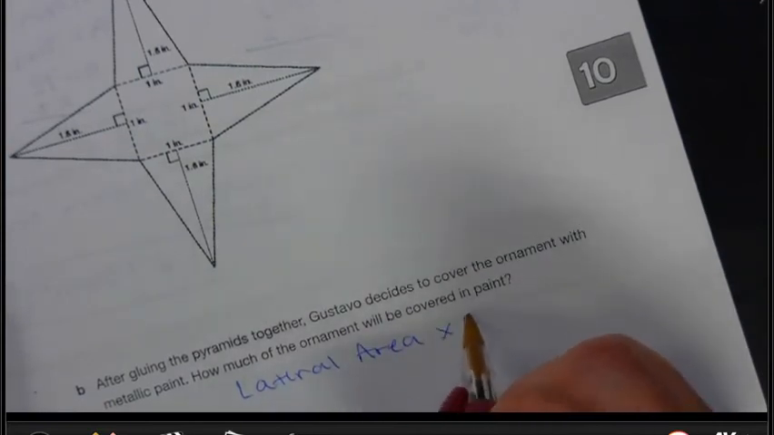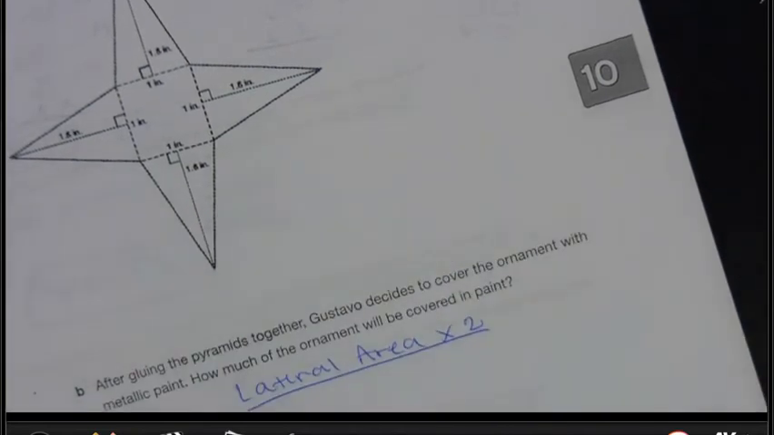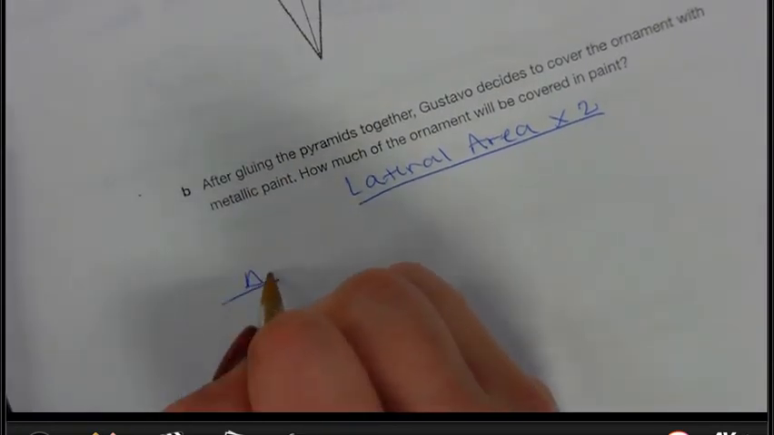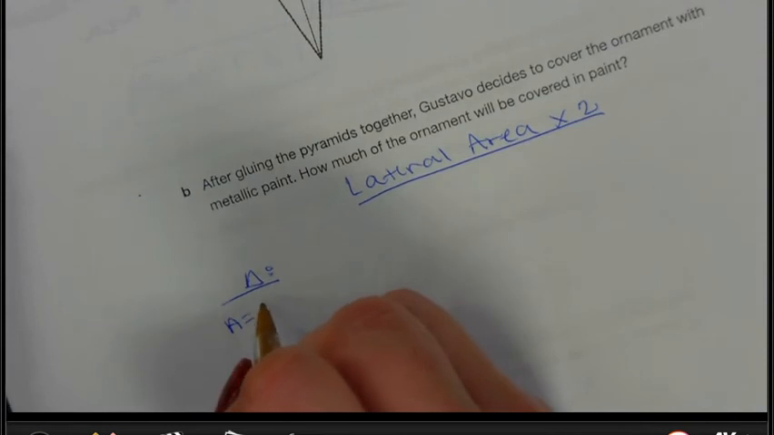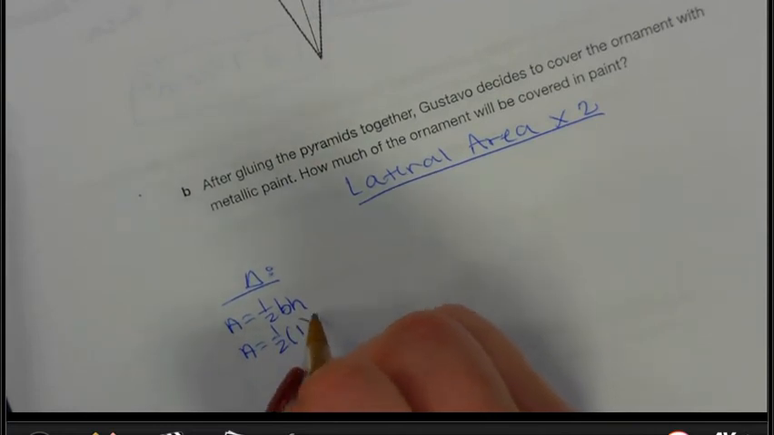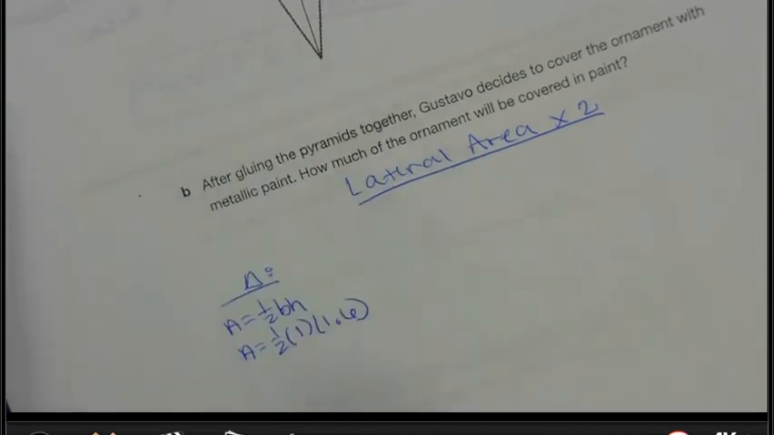So I'm going to find the lateral area of 1, and I'm going to multiply it by 2. So then I can find the lateral area of 2 of my square pyramids. So let's find the lateral area of just 1. And it looks like my sides are triangles. So I know that A is equal to 1/2 base times the height. A is equal to 1/2. My base is going to be 1. My height is 1.6.